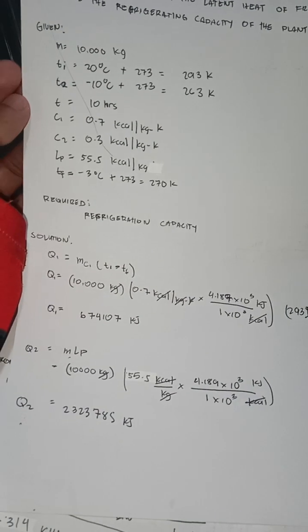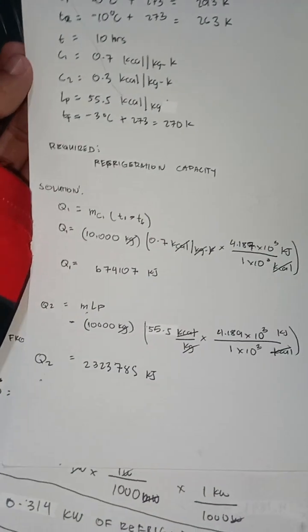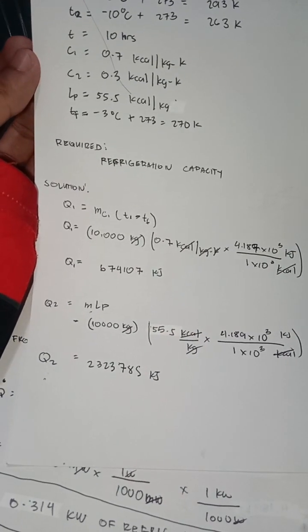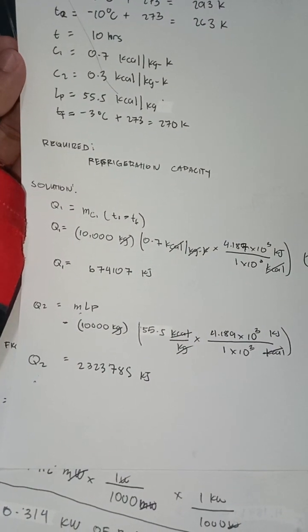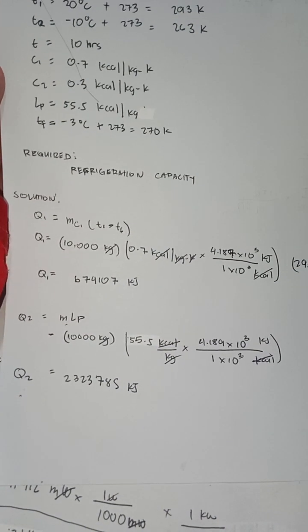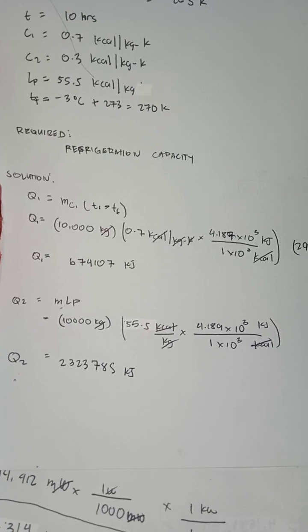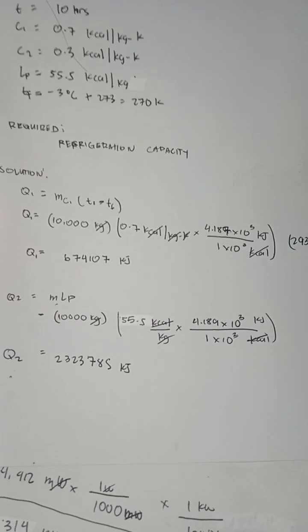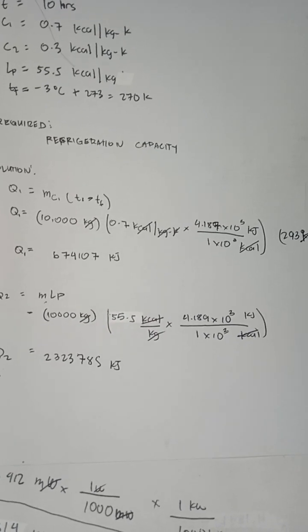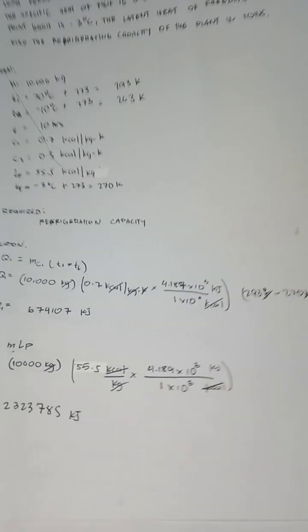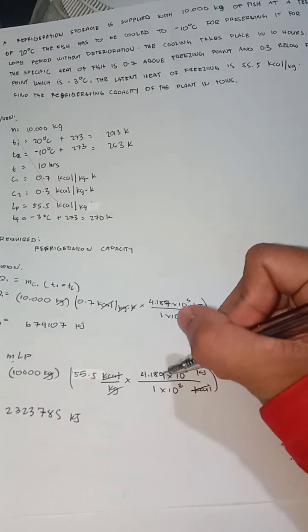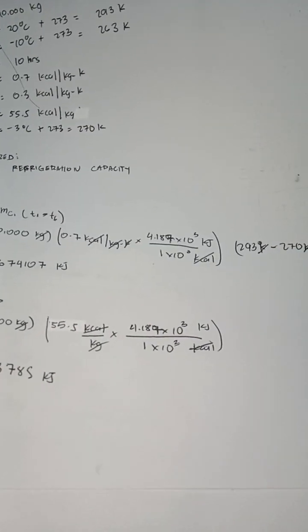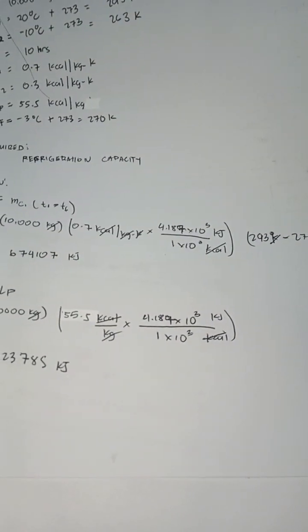So, solving, the answer is Q1 equals 674107 kilojoules. So, for Q2 equals MLP. Substitute 10,000 kg times 55.5 kcal per kilogram times convert it into kilojoules times 4.187 times 10 raised to the power of 3 kilojoules over 1 times 10 raised to the power of 3 kcal.